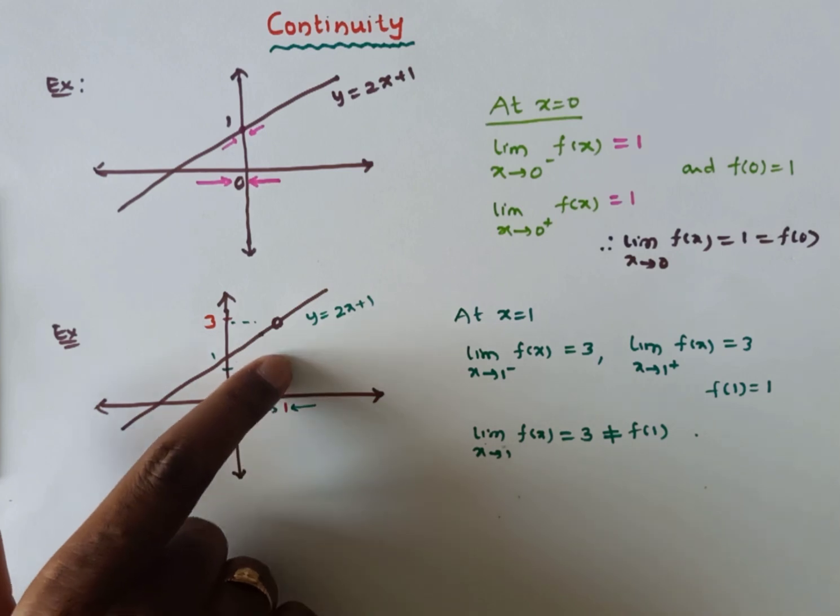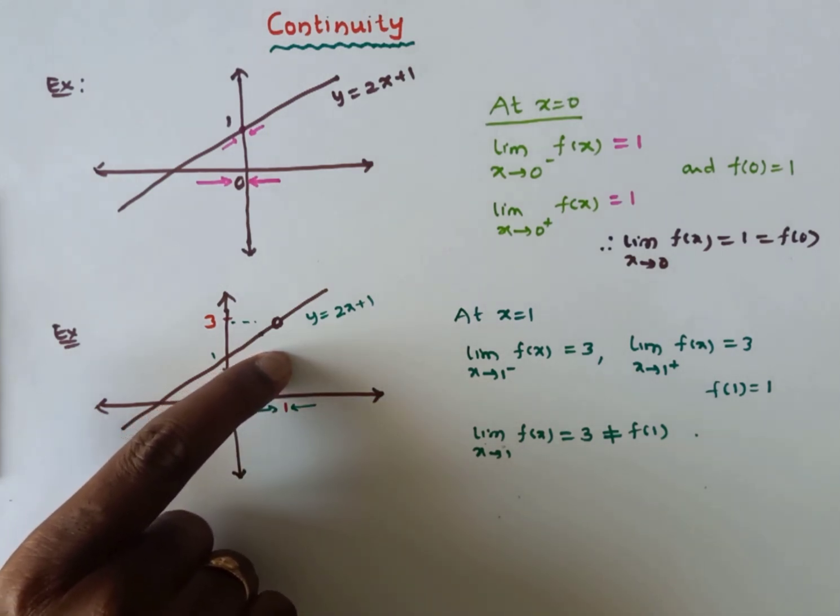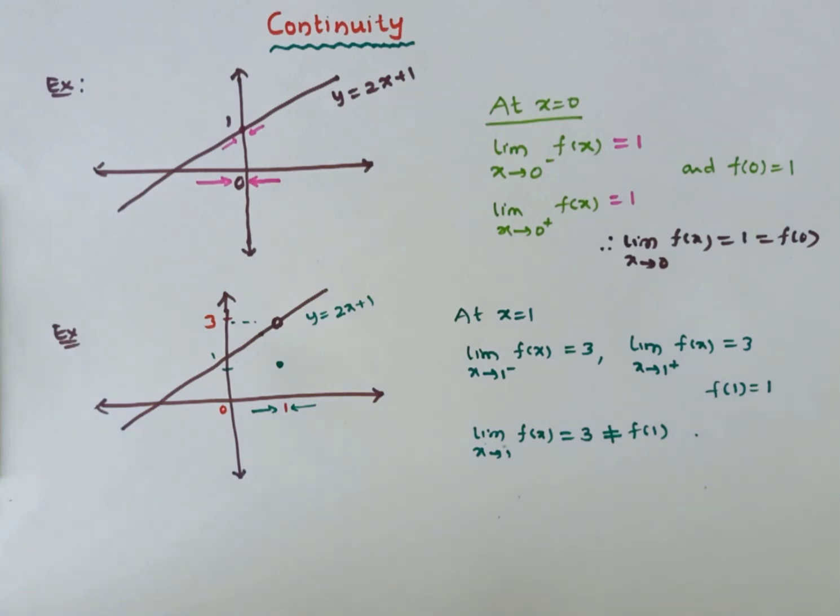For example, suppose it is not defined like this, f(1) is not defined. In this case also the function is not continuous only at 1. In the remaining cases there are no breaks or holes here. So therefore this is continuity everywhere except 1.